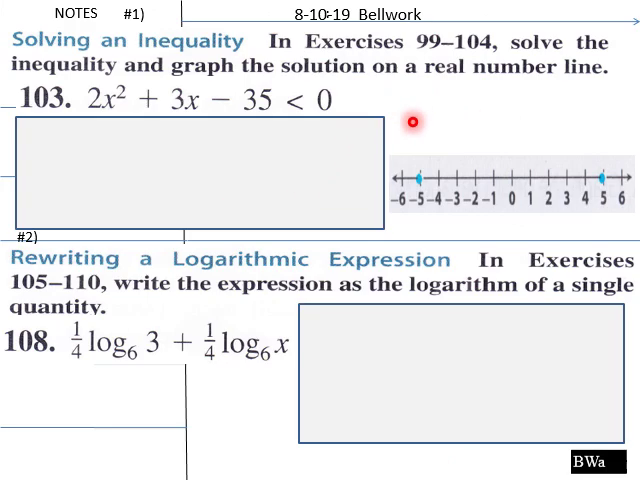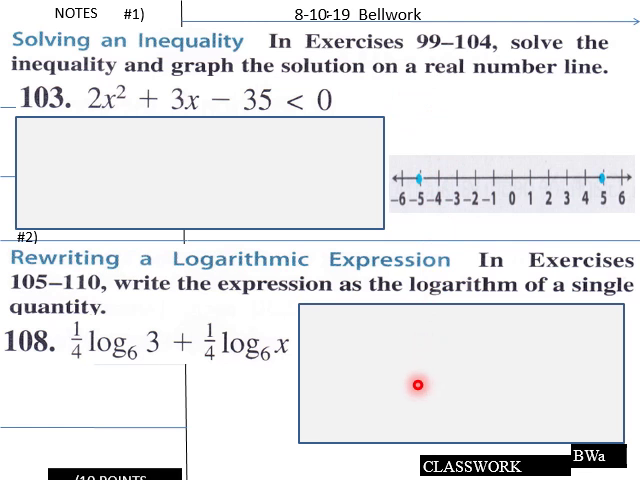Okay, so for today's bell work, teachers, students: solve the inequality and graph the solution on a real number line. So for 103, do that. And then down here for 108, write the expression as a logarithm of a single quantity. So here that is. Put your responses in here, students. Teachers, give your students 5 minutes. Turn off your video, come back in 5 minutes.